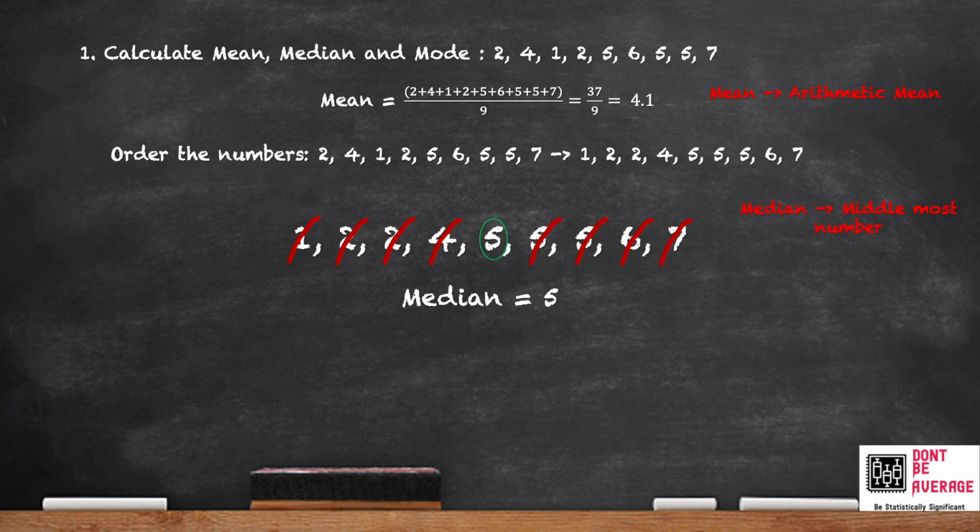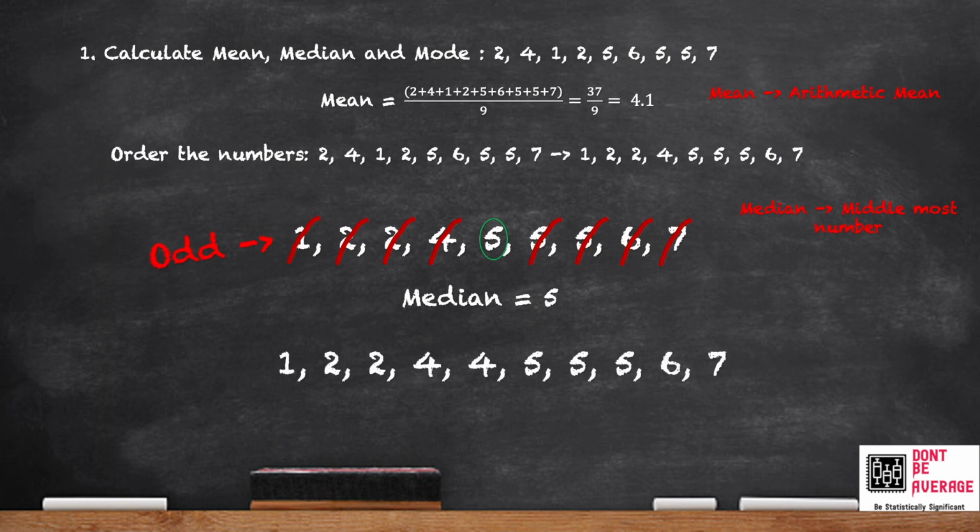Now remember one thing, we will be left with one single number if you have an odd number of elements in the series. Here the total number of items is 9, which is an odd number. That is why in the final step we are left with a single number. If you had an even number of data points, then you will have 2 numbers in the middle. In that case, the median would be the number which is in the middle of these 2 numbers.